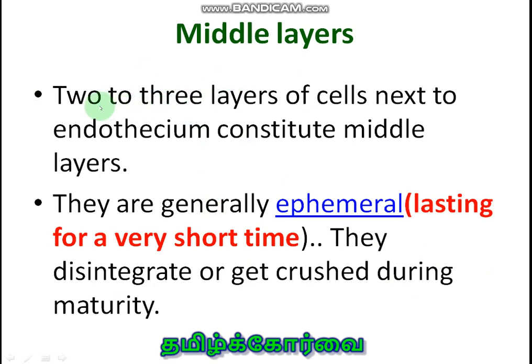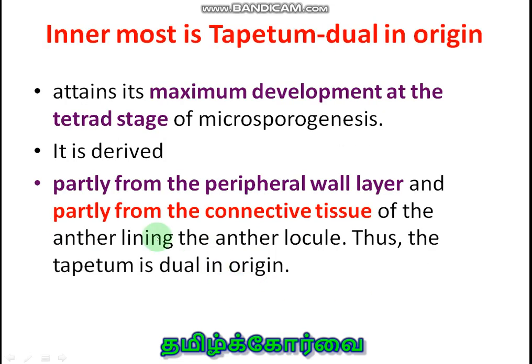Middle layers, two to three layers of cells present here, and they are generally ephemeral, it means lasting for a very short time, and they get crushed during the maturity.